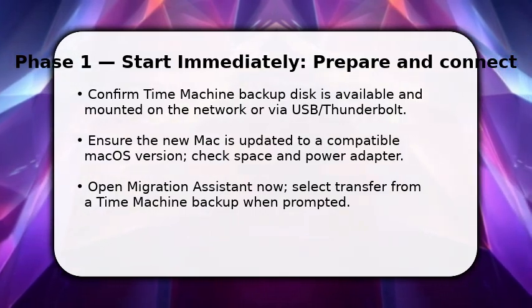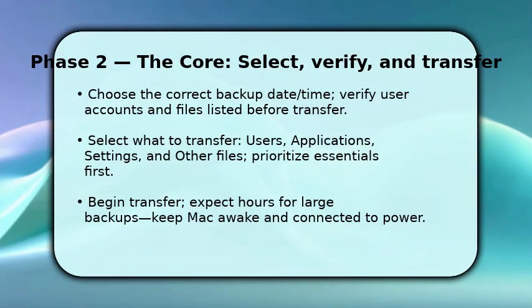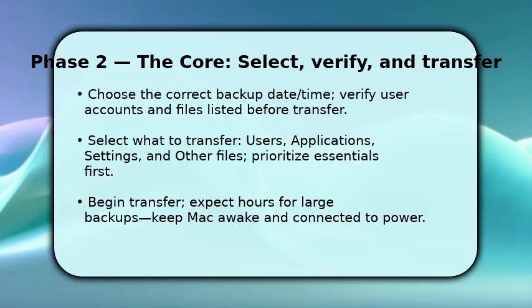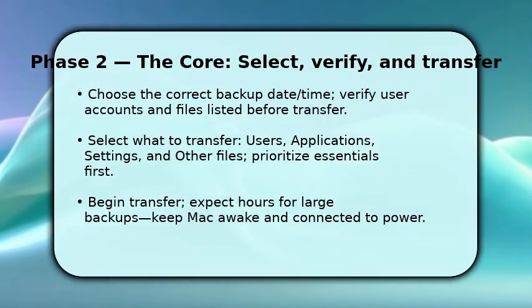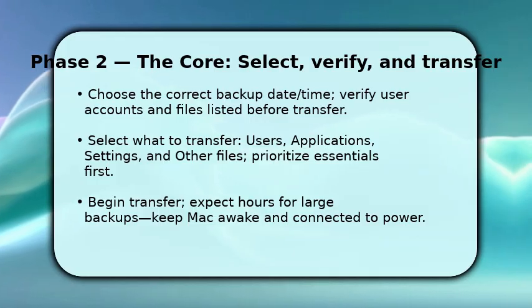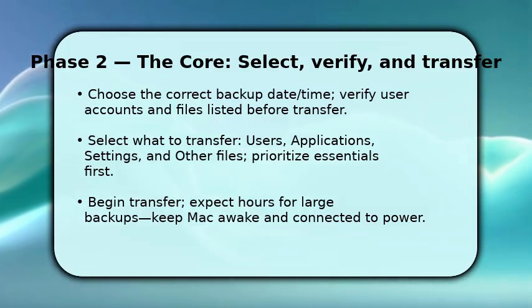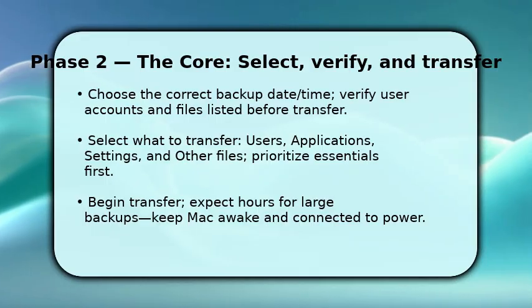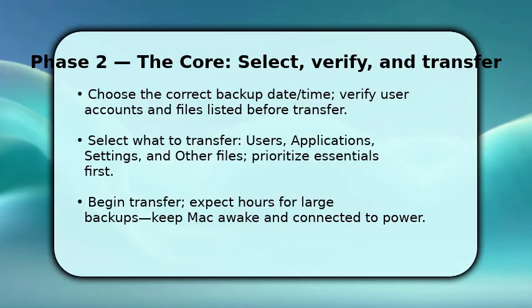You now pick the exact backup snapshot you need. Select by date and time because older snapshots restore older settings and you want the right state. Next, inspect the listed user accounts, applications, and system settings. Uncheck anything you don't need to avoid clutter. Then choose what to transfer: users, apps, settings, and other files.